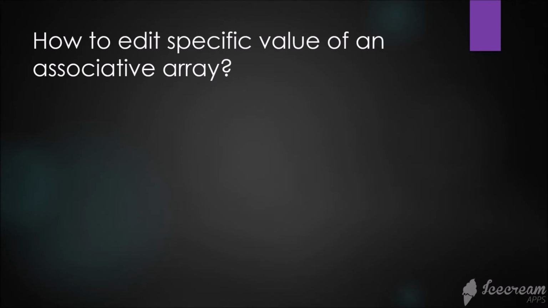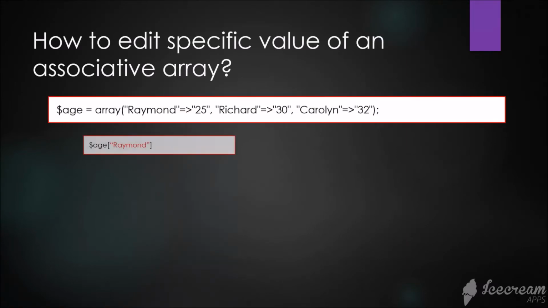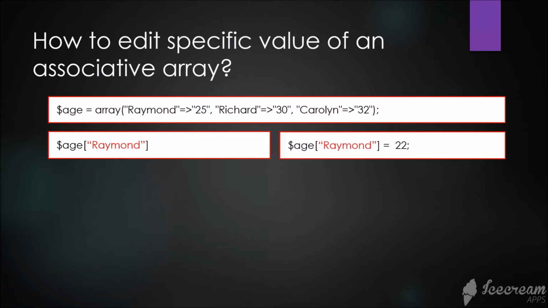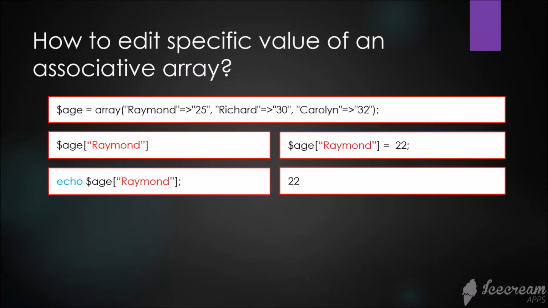Okay, next is how to edit a specific value of an associative array. Okay, so we have the array here. Of course, same as numeric, we need to know the index. So in this part, the Raymond index, then we assign a value of 22. Then if we try to echo, the output will be 22. Okay? So if you are not aware of what the indexes are, you can still use our print_r or var_dump. Okay?